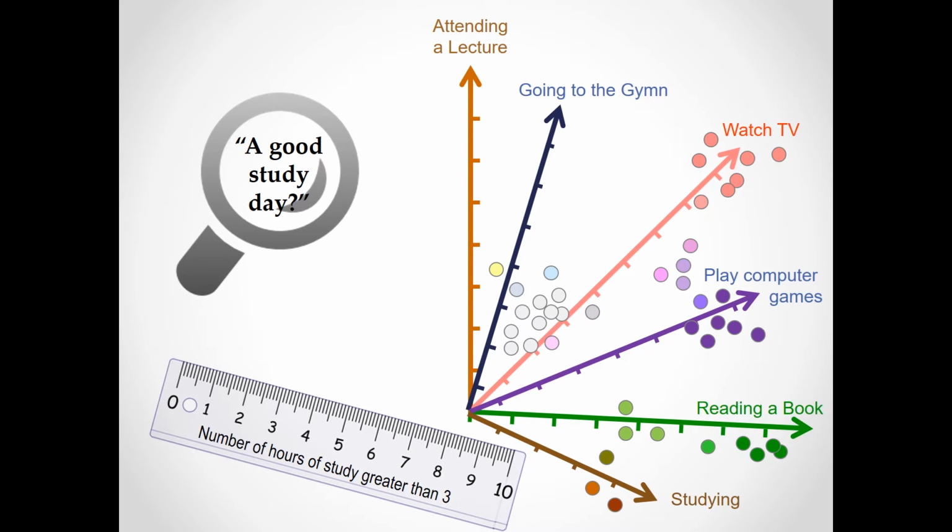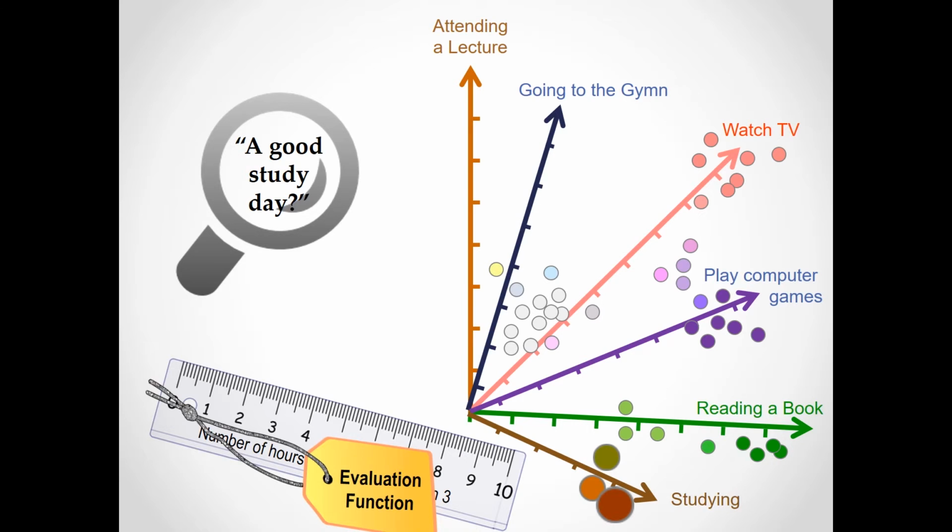As a simple example, we might consider a good study day to be one in which we studied for 3 hours or more. And we apply our measure, our ruler, to all points in our space, and find the best point, which in turn gives us a plan, an agenda, for a good study day. In AI speak, this measure is called an evaluation function.